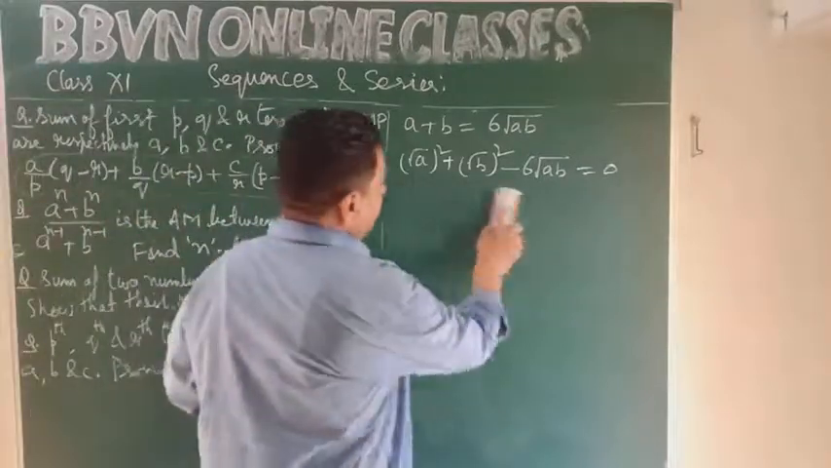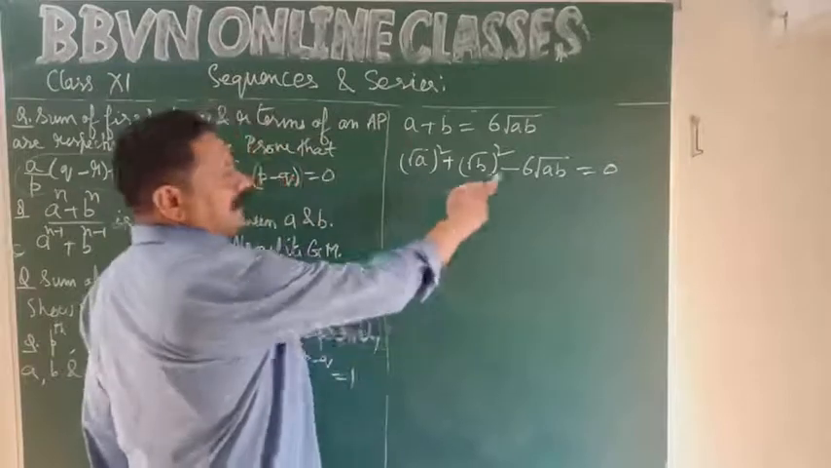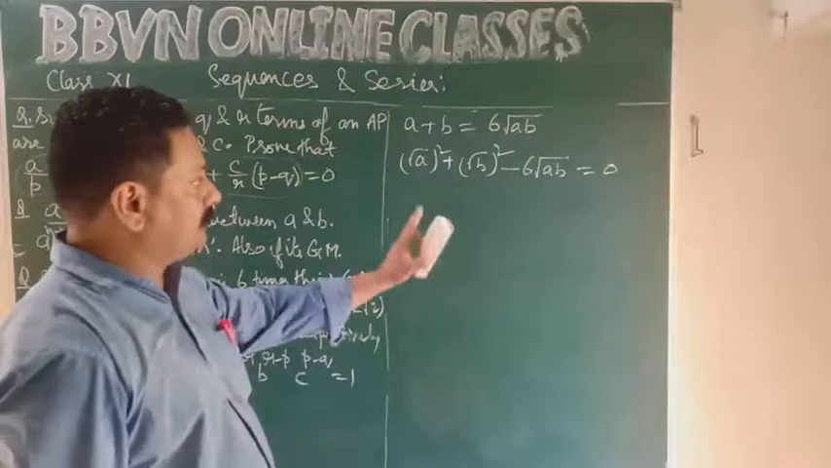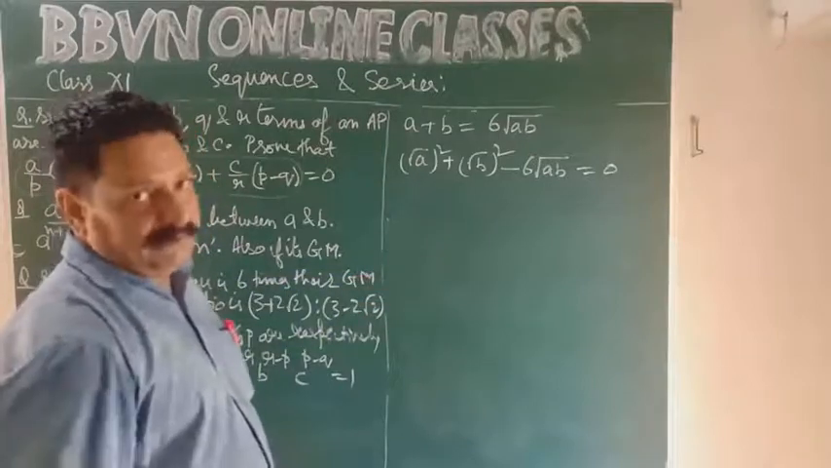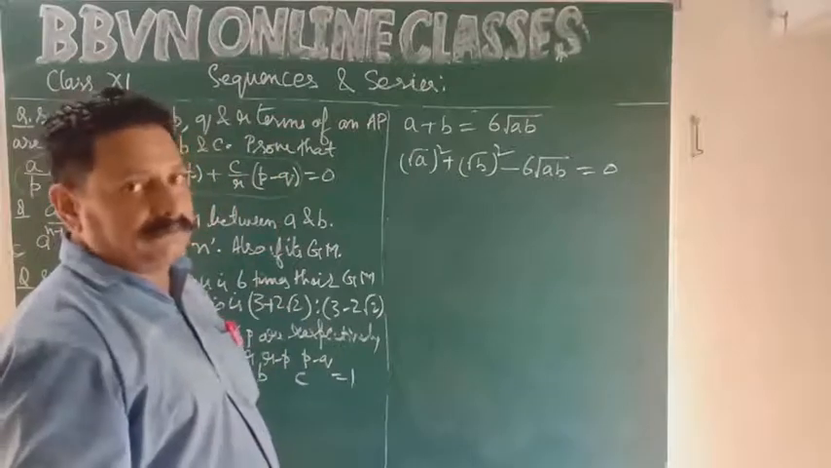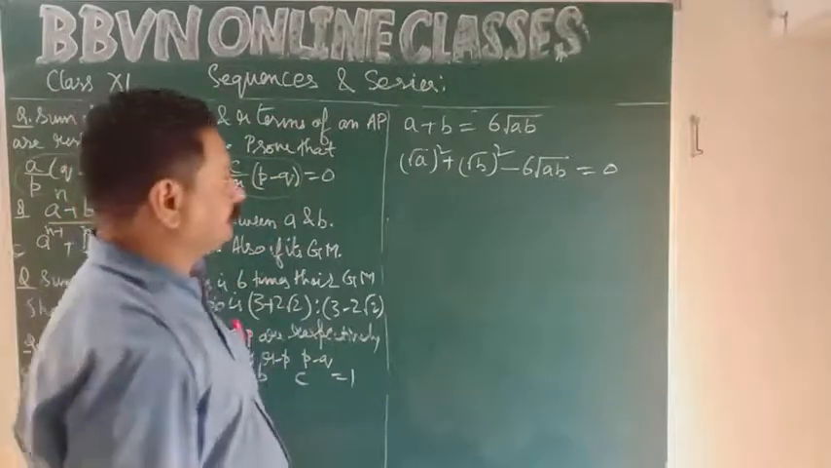See, divide LHS and RHS by under root AB. Or better, we'll divide it by some other term. Say we divide it by AB.